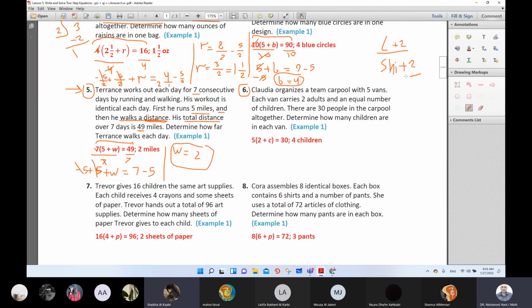Claudia organizes a team carpool with 5 vans. Each van carries 2 adults and an equal number of children. There are 30 people in the carpool altogether. Determine how many children are in each van.